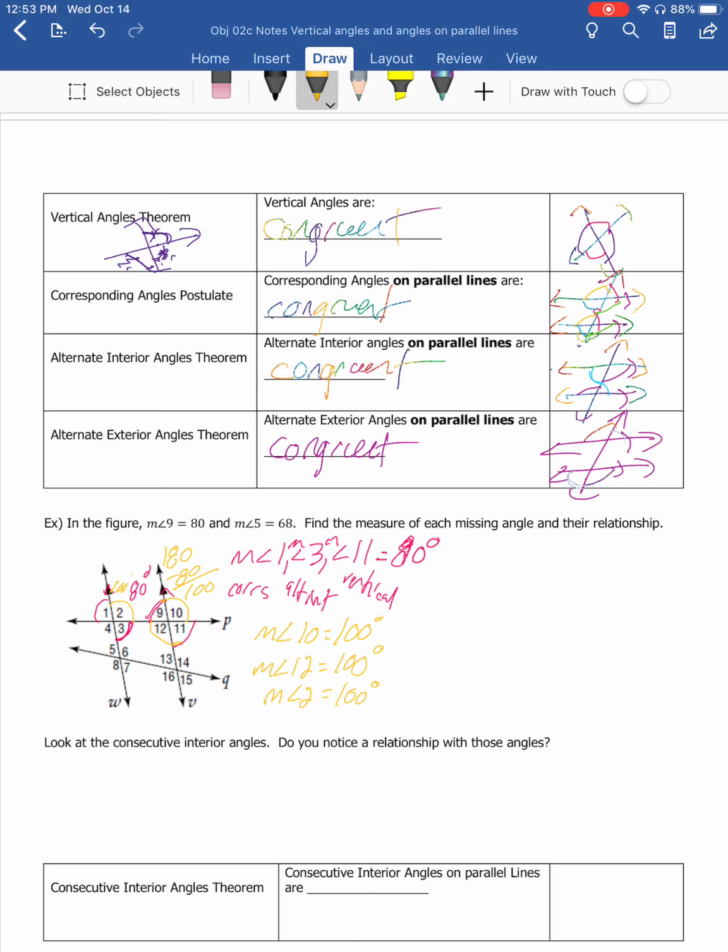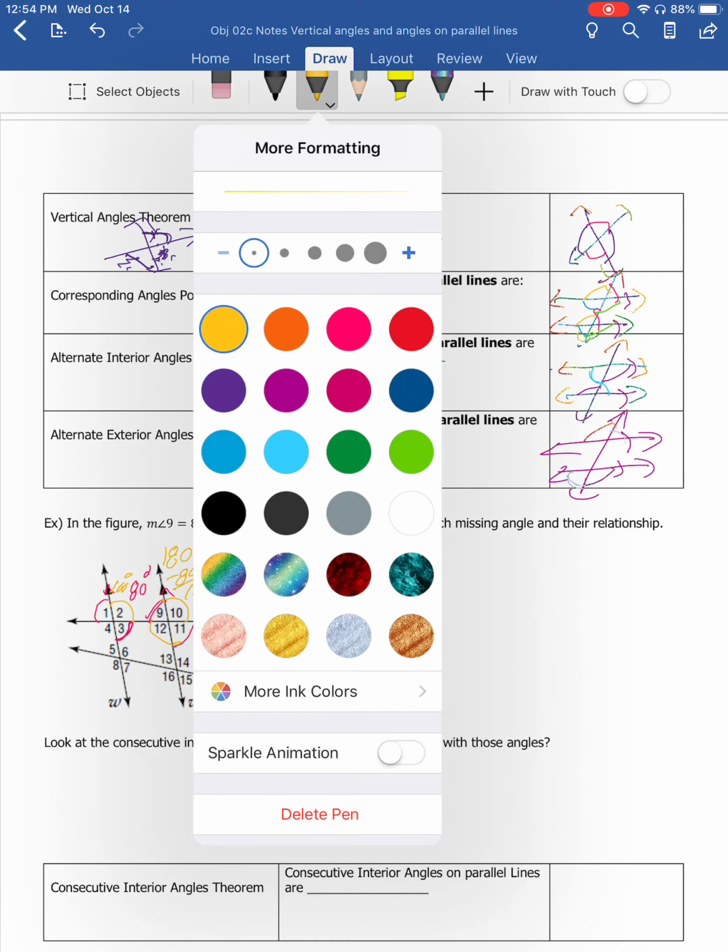So 100 degrees here. Because they're corresponding, I know that the measure of angle 4 is equal to 100 degrees because they're alternate exterior. Okay, so again, I don't answer each individual part, I just kind of go through and put in what I know.